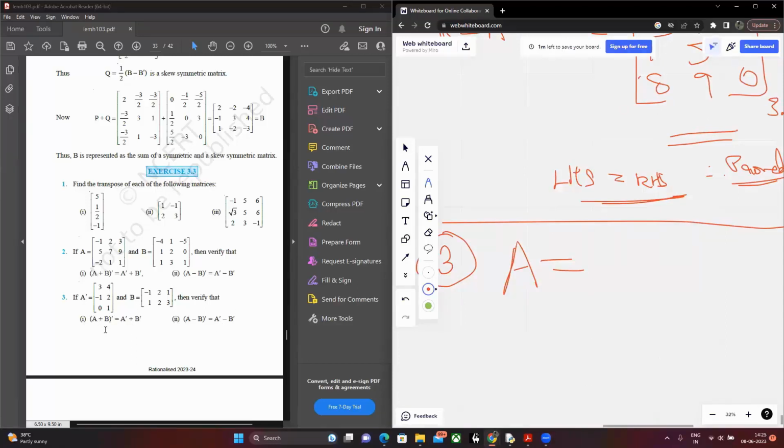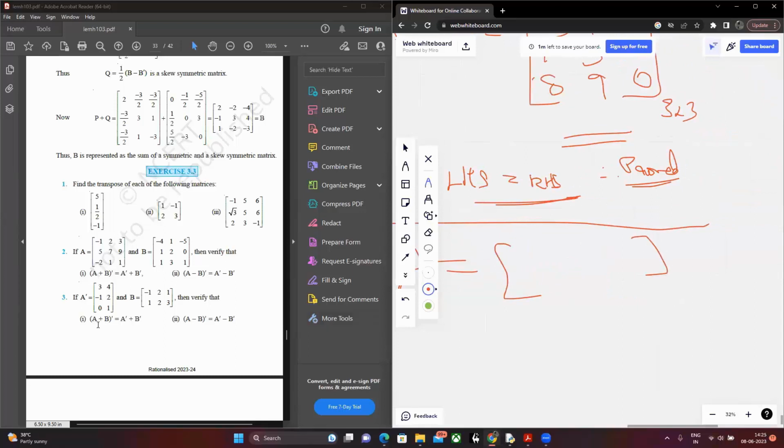Both ways, using A dash to figure out A and using A to figure out A dash is going to be the same. So we have A being, since this is a 3x2 matrix, you have A to be a 2x3 matrix of elements 3, 4, -1, 2, and 0, 1.